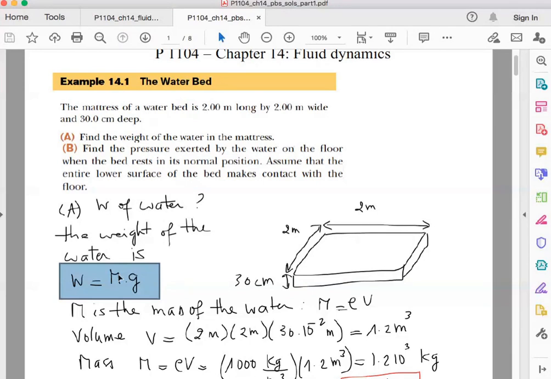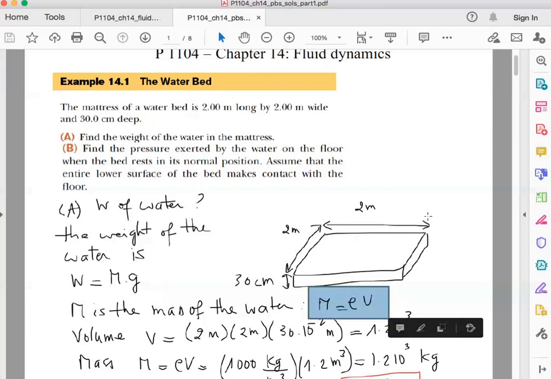So practically the mass of the water is given by rho times v, right? The volume of the bed multiplied by the density of the water. Now, what's the volume of this matrix? When you have a shape like this, which is practically a rectangle with deepness, the volume is the length times the width times the depth. So 2 times 2 times 0.3, which is 30 times 10 to the power minus 2. Don't forget to convert to meters. We get 1.2.